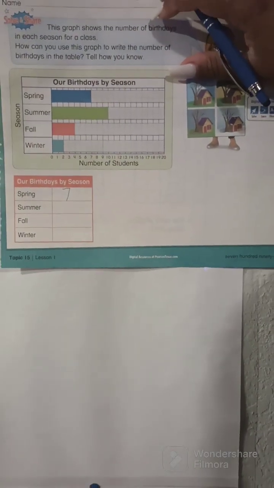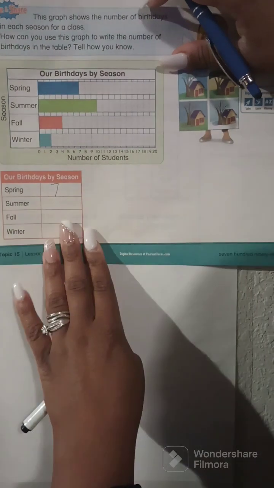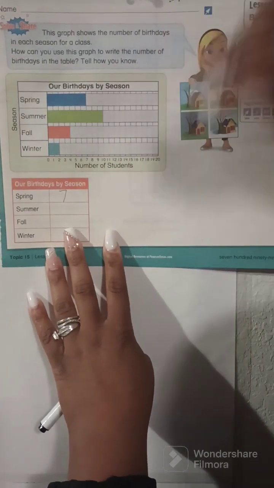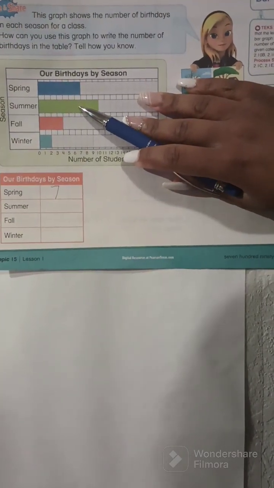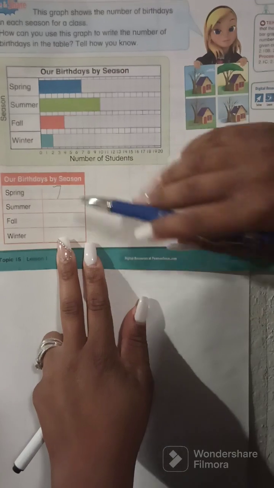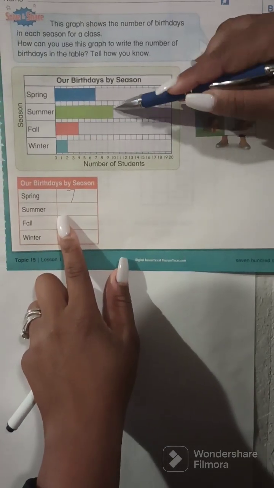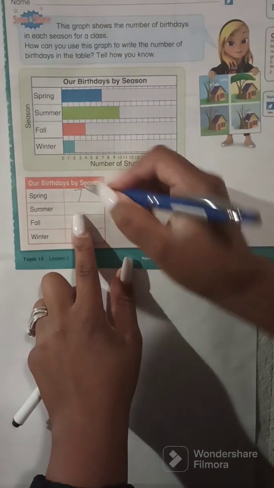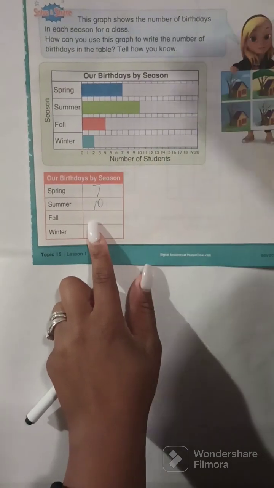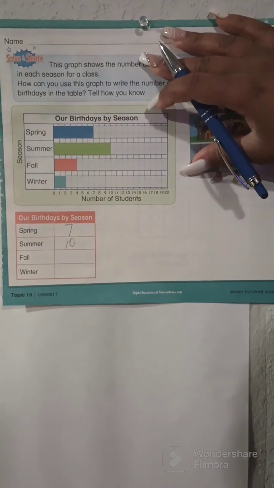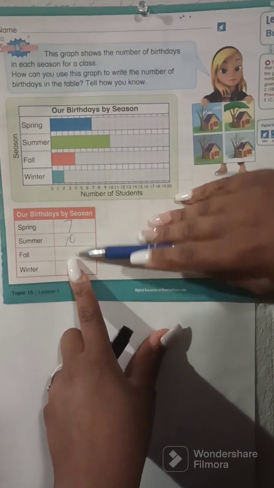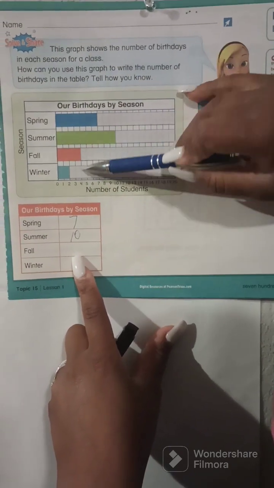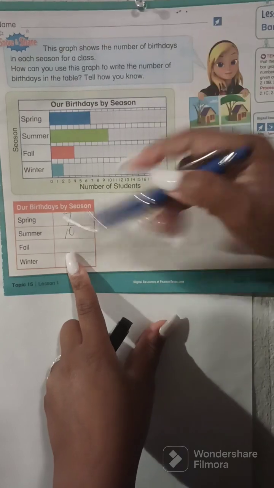Now you guys, raise your hand and let me pick someone who knows how many students have birthdays in summer. Yes, Natalie. How many students like summer? 10? Okay, you're correct. 10 students like summer. Do I have any hands for fall? Okay. Jessica, how many students have birthdays in fall? 4, and you're correct.